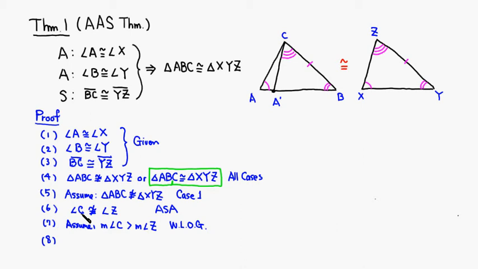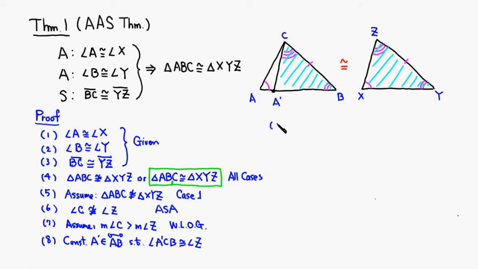We can construct point A prime between A and B, such that angle A prime CB is congruent to angle Z. If that happens, then we can establish the congruence between triangle A prime BC and triangle XYZ. So I'm going to go up here.